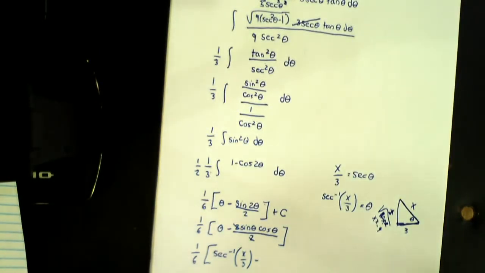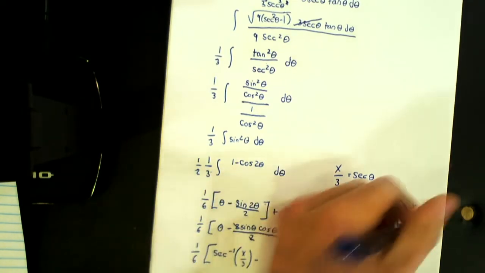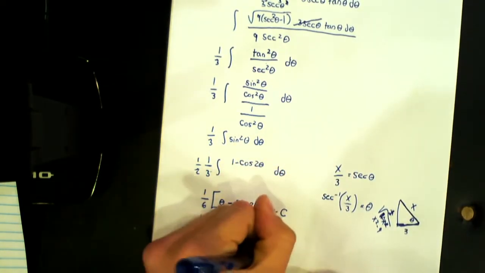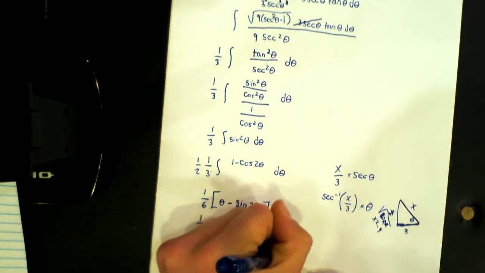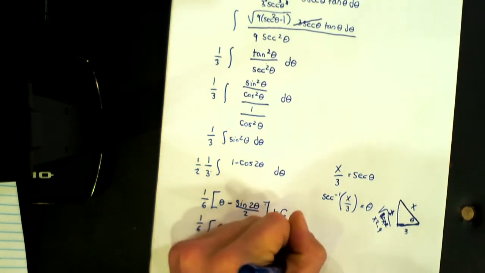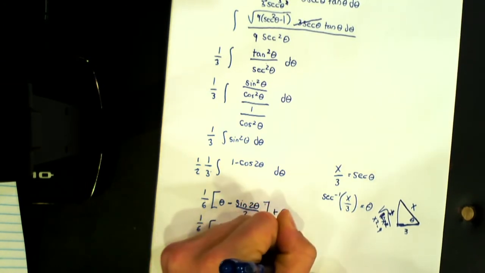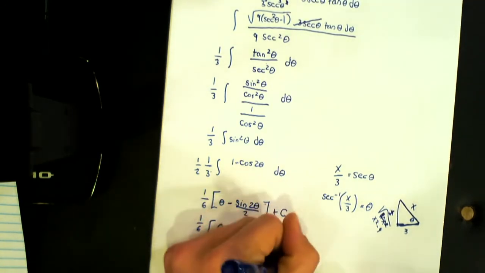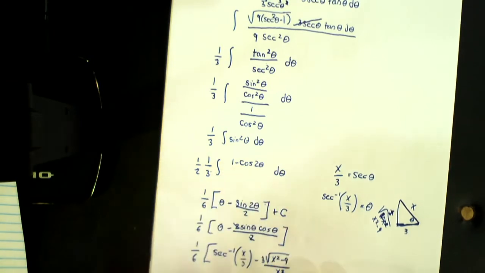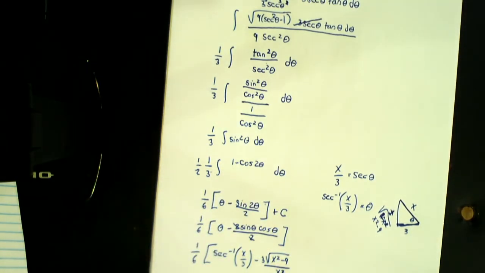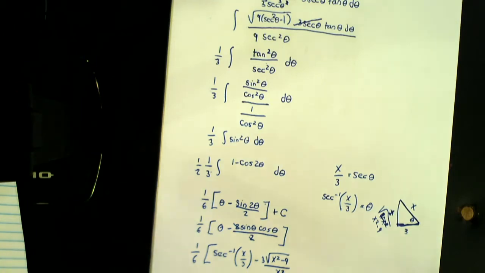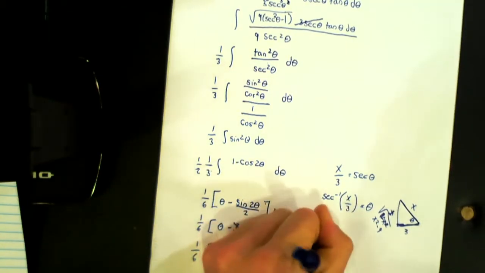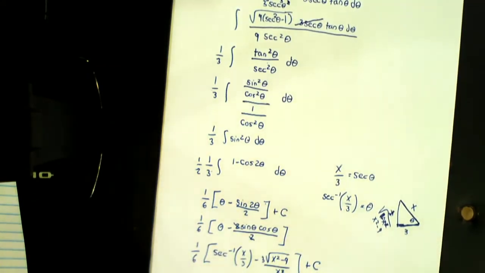Plugging in sine theta, what would we have? Sine theta would just be opposite, so the square root of x squared minus 9 over x. And then cosine theta is just 3 over x. So make it an x squared and make it 3 here. Okay, cool. And then that 1/6 would distribute. That is how we'd get that.